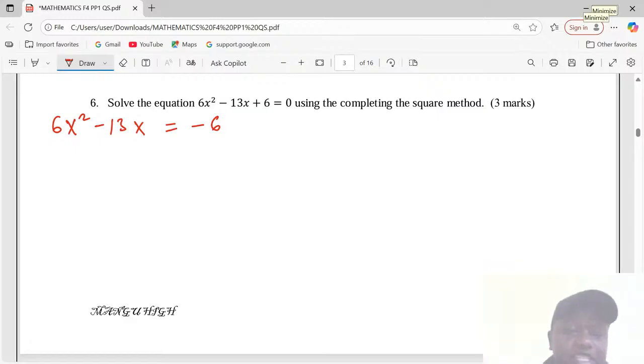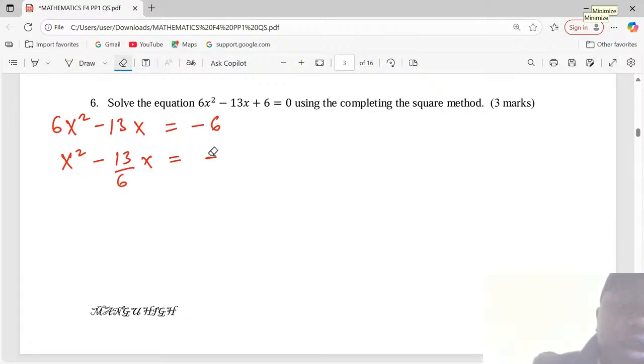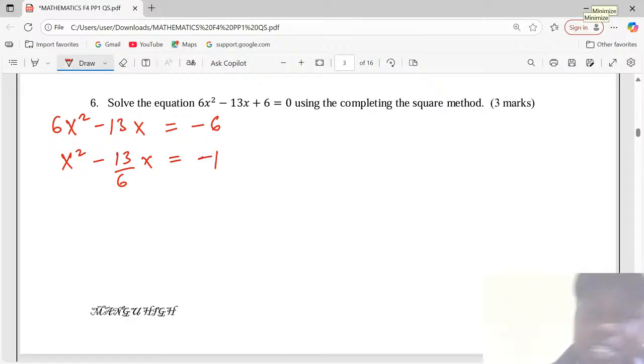After that step, ensure that the coefficient of x squared is 1. To ensure that, you divide through by 6. So this is x squared minus 13 over 6 x equals negative 6 over 6, which is negative 1. Up to that point, you take the constant to the right, then you make sure that the coefficient of x squared is 1 by dividing by whatever coefficient is there. For our case, we have a 6, so we divide by 6 through.